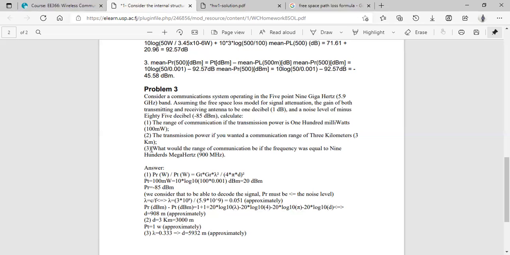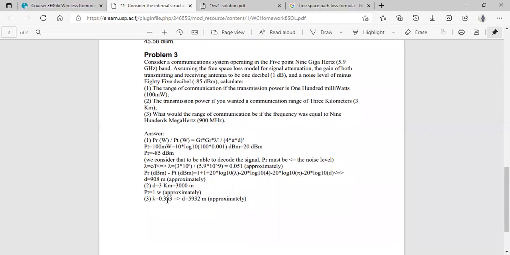Part 3 of this question says, what would the range of communication be if the frequency was equal to 900 megahertz? In this case we have to find the range again, and range is equal to the distance value. The same formula will be used as it is. However, we'll be solving for d now, but the lambda value will change. Lambda is going to be c divided by f, the speed of light divided by 900 megahertz. That gives us a lambda value of 0.33.